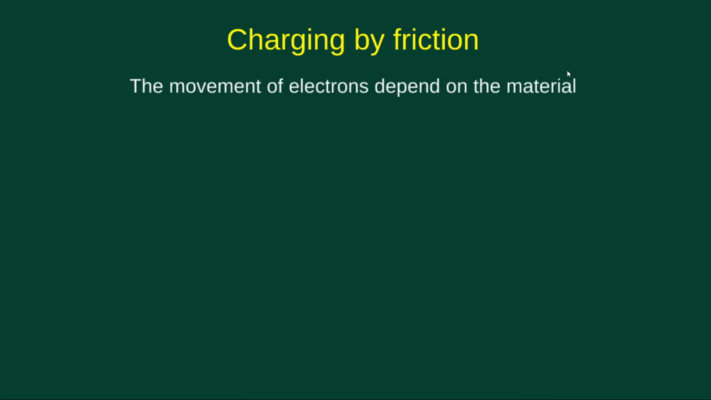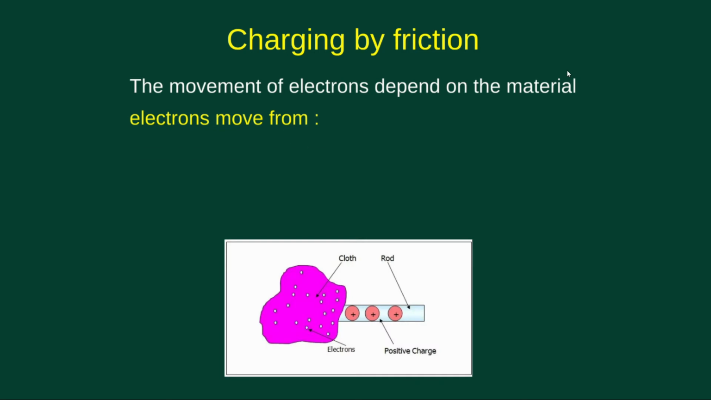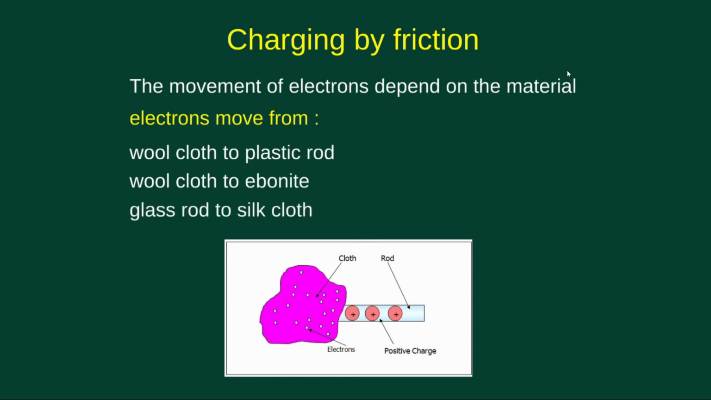In charging by friction, the movement of the electrons depends on the material. The electrons will move from wool cloth to plastic rod. If the objects are wool cloth and ebonite, the electrons will move from wool cloth to ebonite. And if the objects are glass rod and silk cloth, the electrons will move from glass rod to silk cloth. Charging by friction is used for insulator materials.